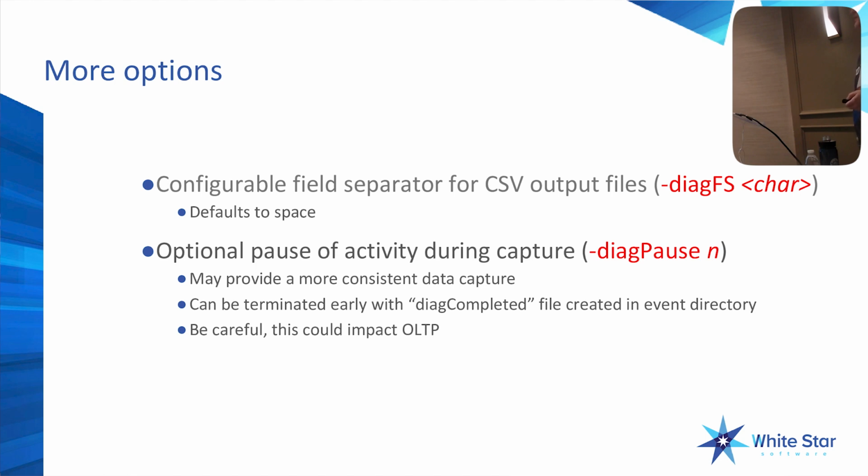So in the CSV format, you can specify a field separator if you want to. The default is space. That works well. I haven't changed it, but if you want comma or pipe, whatever, you can change that.